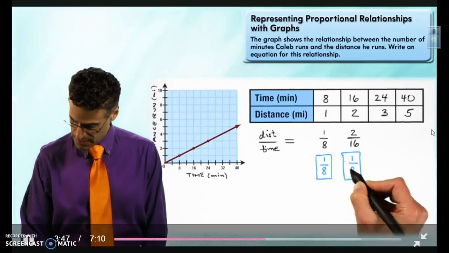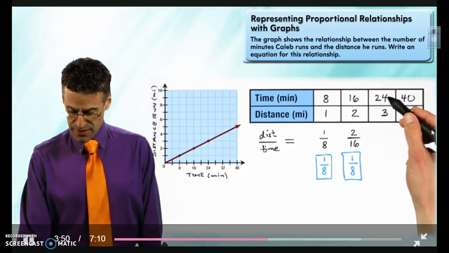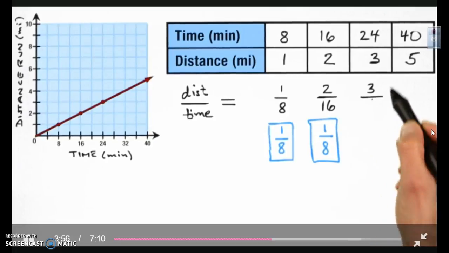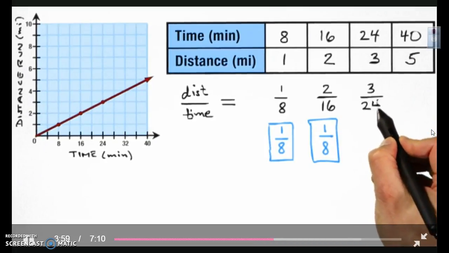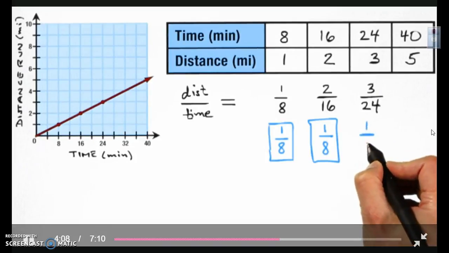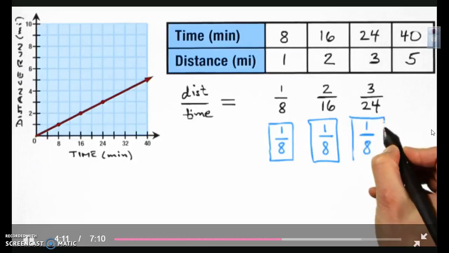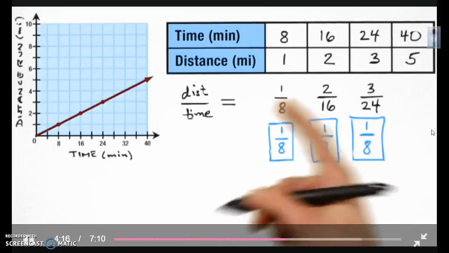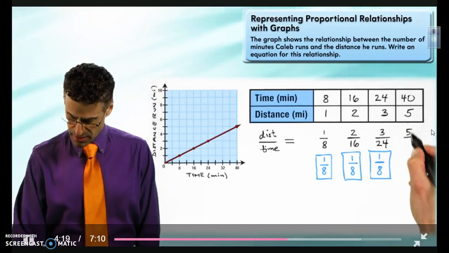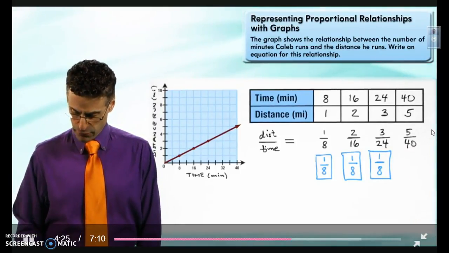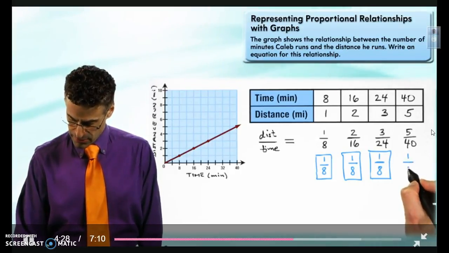I'm sensing a pattern. What about this next ordered pair? Well, the corresponding distance is 3, and the time was 24 minutes. So I'm seeing a ratio of 3 to 24, and the fraction 3 over 24 can be simplified to, let me hear you say it, 1/8. And then the last ordered pair we have has a distance of 5 with a corresponding time of 40, so we see 5 to 40. And 5 over 40 can be simplified to, I heard you, 1/8.